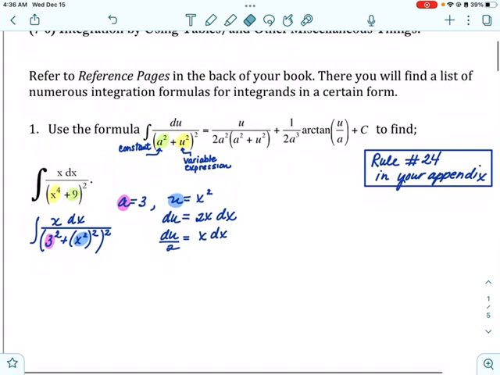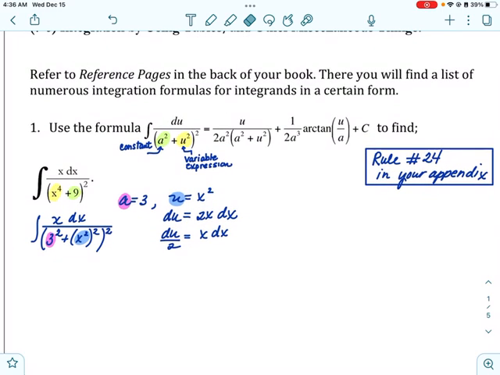But anyhow, the way I started this, I said it doesn't look exactly like what I want. So I'm going to let a equal 3. And so it'll be an x dx integrand over 3 squared plus x squared, and that quantity squared at the bottom. So I'm going to first do a u sub here. I already have that written out. And then I have du equal to 2x dx, and then du over 2 is equal to x dx.